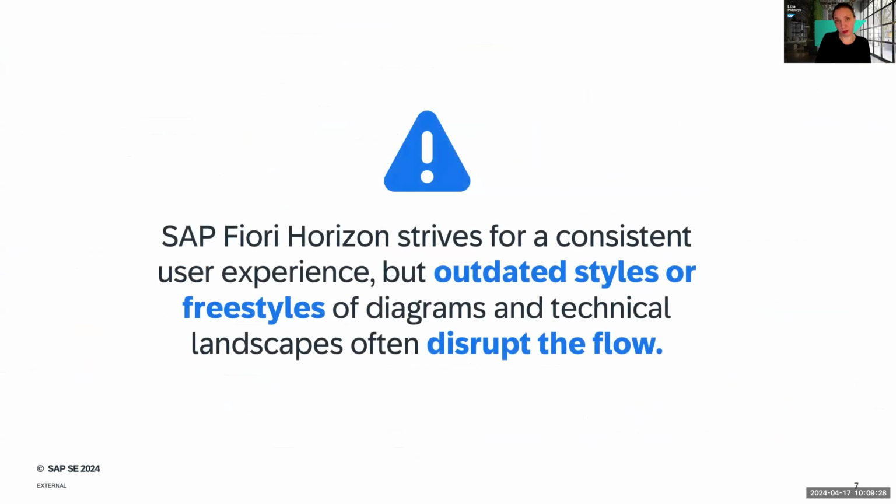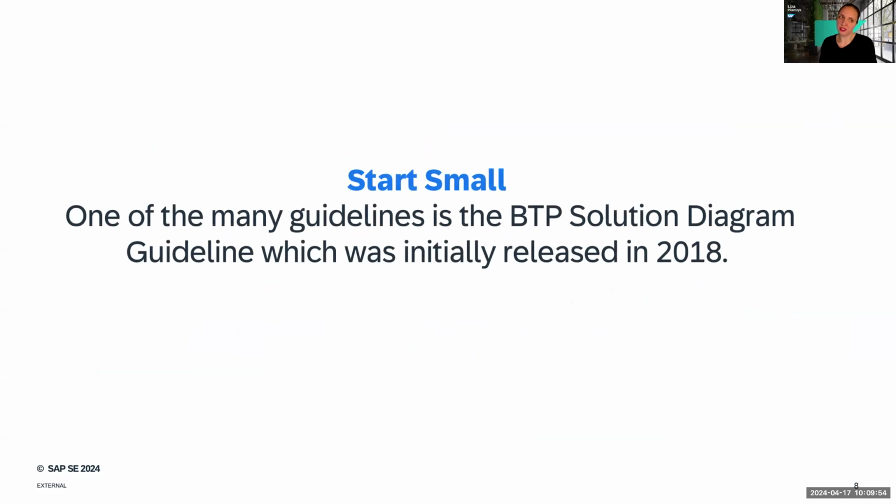So this is also what Fiori Horizon is doing. We want to make the user experience very seamless. And once the user stumbles across an architecture diagram, this flow is currently pretty much disrupted, because the current diagrams are out of date or have old styles or even free styles. And that's, of course, the main reason to move forward with the new visual design.